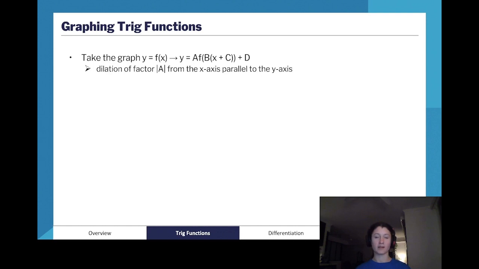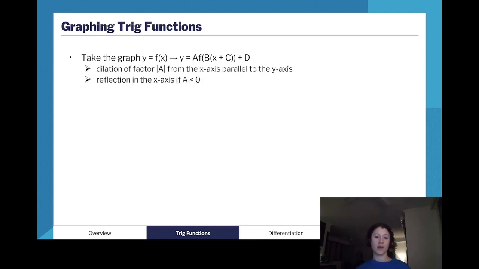So, we have a dilation factor of the absolute value, which means the positive value of a, from the x-axis parallel to the y-axis. Right? So this means a dilation factor means that our function is being stretched. And if our dilation factor is parallel to the y-axis, it means that it's being stretched upwards. Right? It's being stretched vertically. It's not being stretched outwards, it's being stretched vertically.